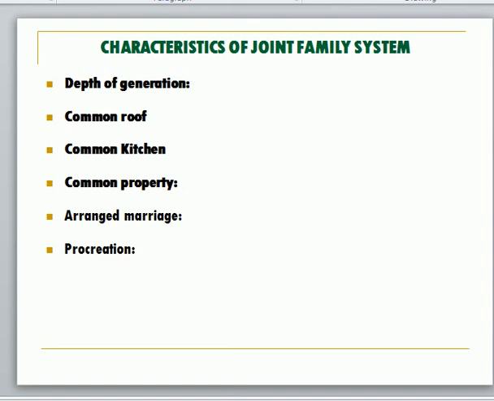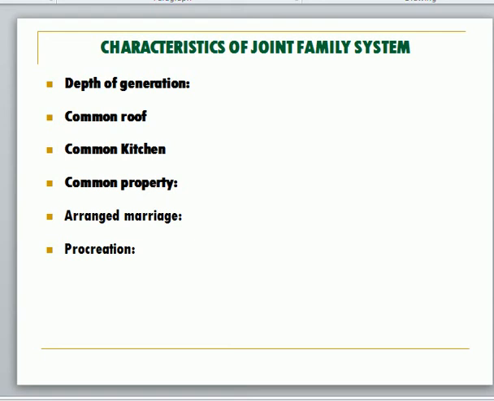The first characteristic of the joint family system is depth of generations. It means that the joint family system consists of people of 3 or more generations, including at least grandparents, parents and children, sometimes other kids and kin such as uncles and aunts, cousins and great grandsons also live in a joint family system. It means all of them.